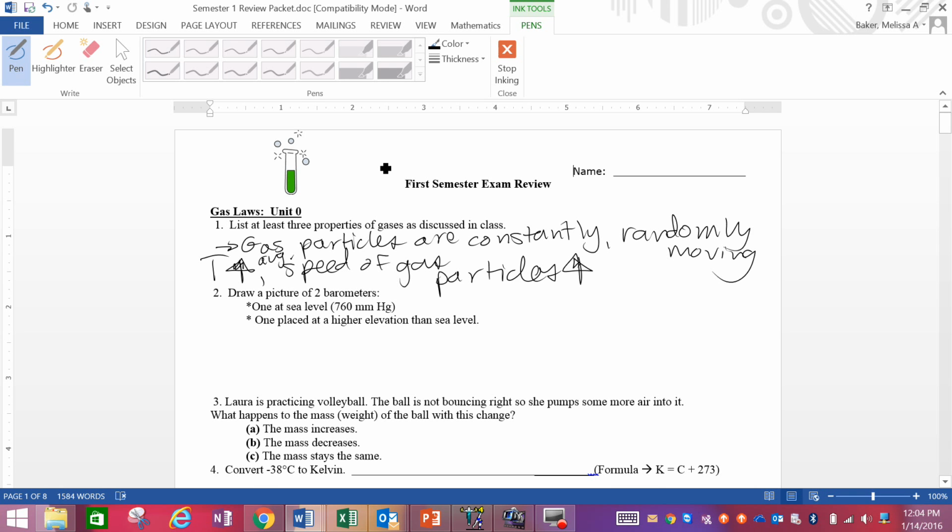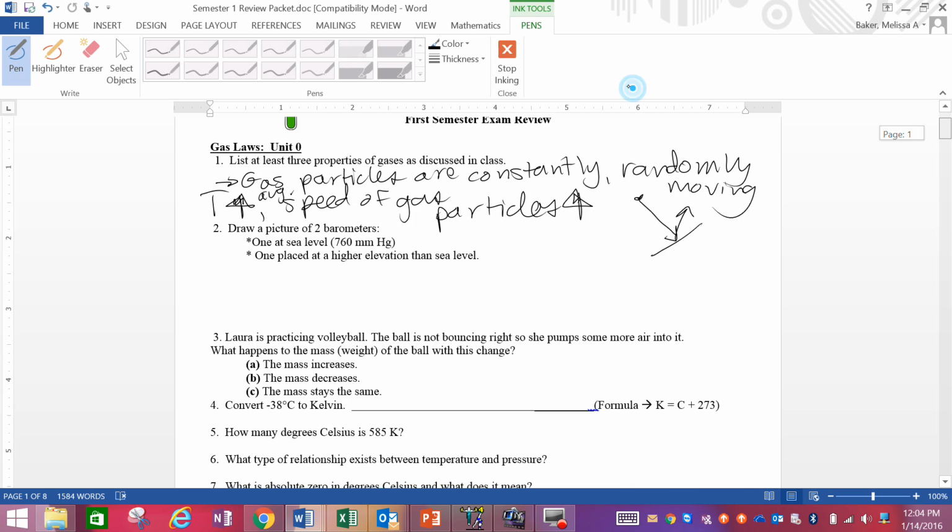Okay? There are other things too that you could include here. Gases move in straight lines until they hit something and then they ricochet off. They always move in straight lines. And you might have thought of other things too, like gases are compressible. They take the shape of their container. All of those things are great.